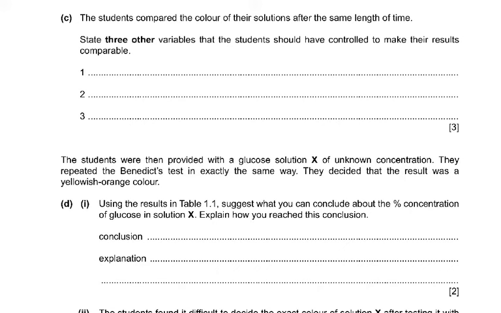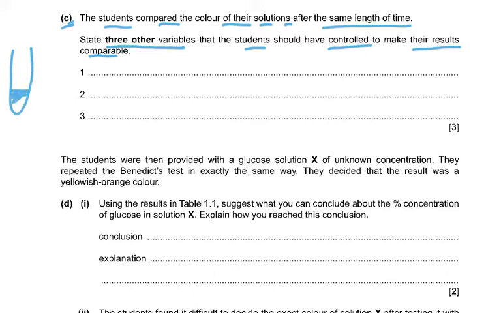Now coming to the C part of the question, the students compared the color of their solutions after the same length of time. Like they did it with the fruit juice, then they did it with the other concentrations. Now it says state three other variables that the students should have controlled to make their results comparable. Now I always say when you're doing this question, think you're actually doing this in the lab. So you've got one student takes Benedict solution and takes the fruit juice. Another student decides to take Benedict solution and then fruit juice.